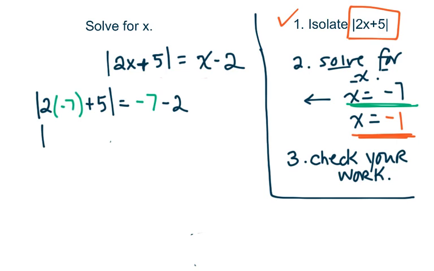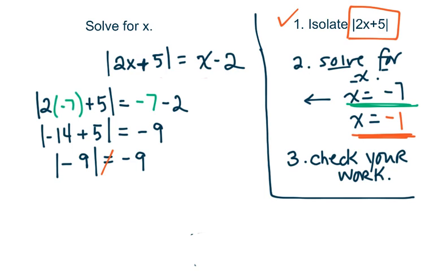This is going to be negative 14 plus 5 is equal to negative 9. Well, that's just negative 9. The absolute value of that is equal to negative 9. Now, we already know this isn't true. This can't be true because the absolute value of negative 9 is equal to 9. It does not equal negative 9. So this is not a true statement. So this solution, x equals negative 7, is not a good solution.